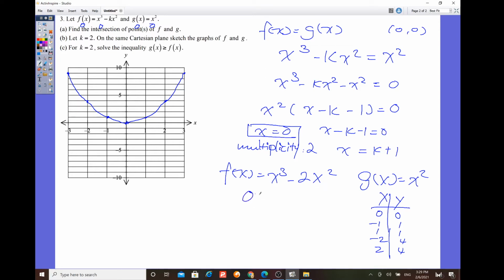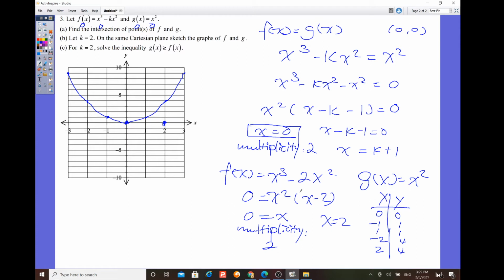Find the zeros. So factor it, set y equals 0. So we got x squared times x minus 2 equals 0. So we got x equals 0 twice, again multiplicity, and then x equals 2. So 0, 0 appears twice, and then at 2.